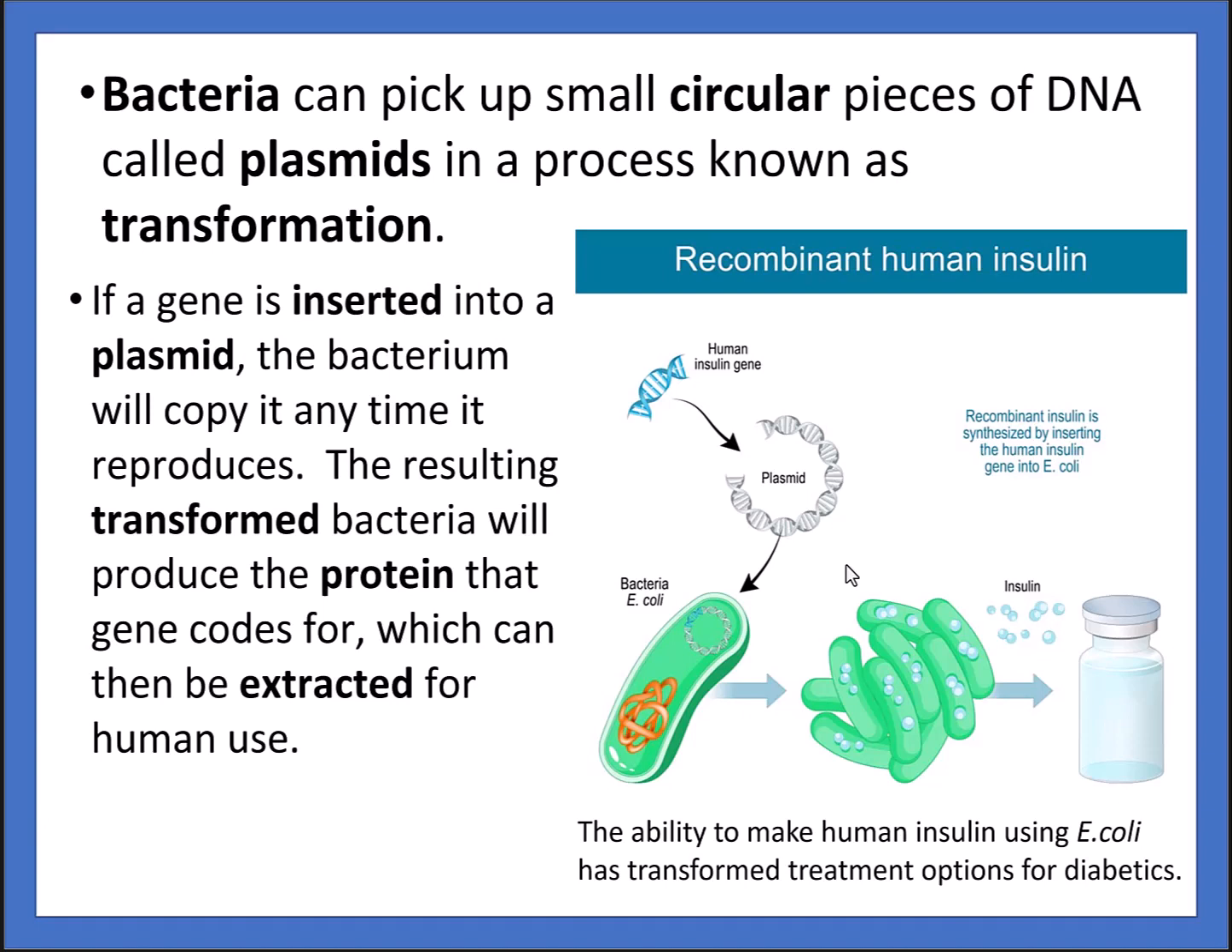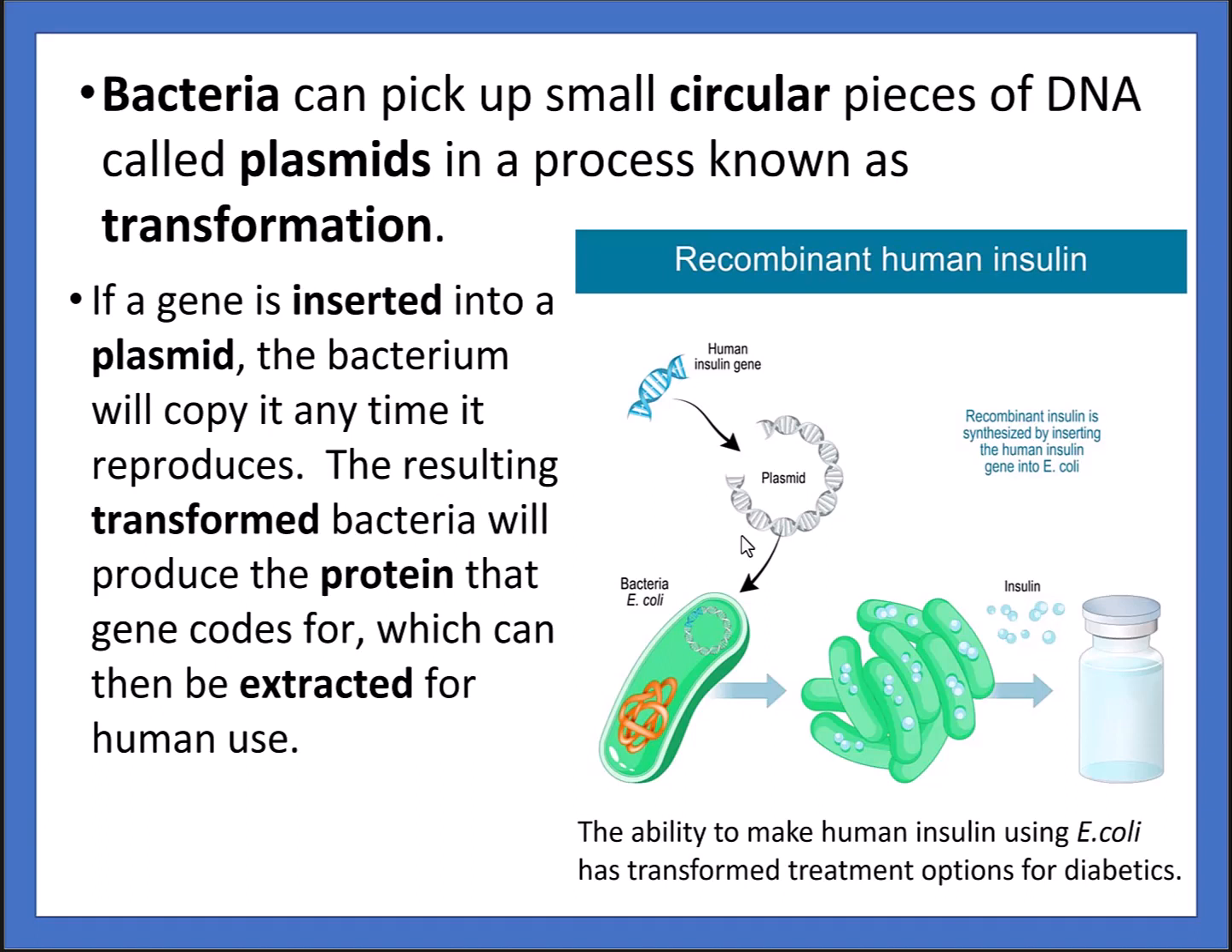So if we can use this to our advantage, if a gene is inserted into a plasmid, then the bacterium will take in that plasmid and copy this gene that we've inserted into it through the sticky ends of restriction enzymes. And the bacterium will copy that inserted DNA every time it copies that plasmid. The resulting transformed bacteria will produce the protein that the gene codes for, which can then be extracted for human use.